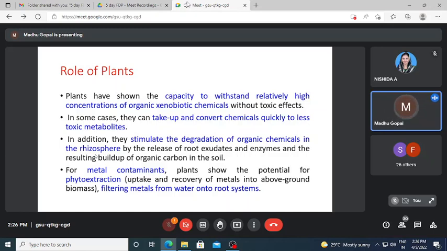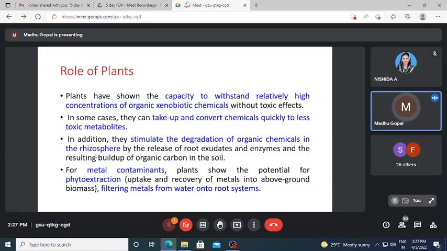Then in some cases, they will take up and convert these chemicals to less toxic metabolites. So as part of their metabolic process, the plants convert these chemicals into less toxic ones. Then of course they stimulate the degradation of organic chemicals in the rhizosphere. Rhizosphere refers to the root area of the plant. So these plants stimulate the degradation of these substances in the rhizosphere by the release of root exudates and enzymes. These roots release certain enzymes and other substances, called exudates and enzymes, and the resulting buildup of organic carbon in the soil. So organic carbon will build up in soil in that process.